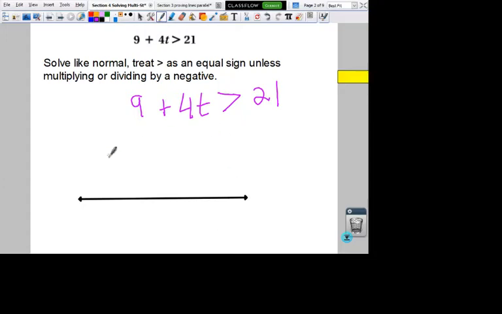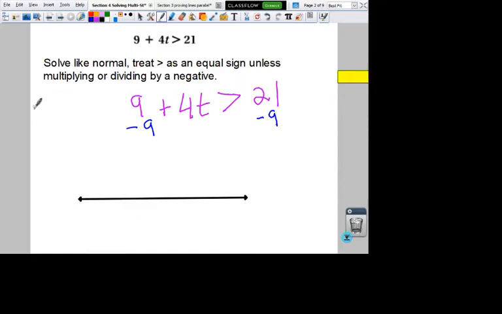So, if I'm going through on this, I have 9 plus 4t is greater than 21. We're going to solve it by doing our PEMDAS backwards and all that kind of stuff. So, Lillian, what's my first step? Subtract 9. We're going to minus 9 on both sides. Yep.